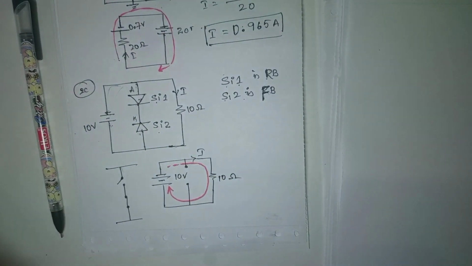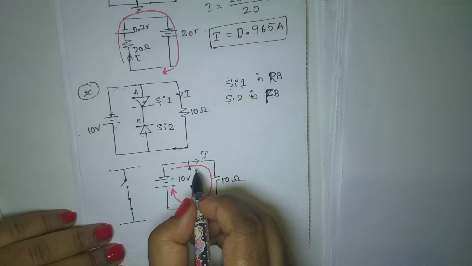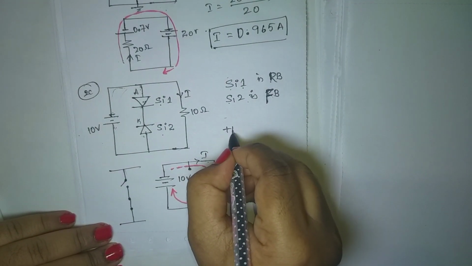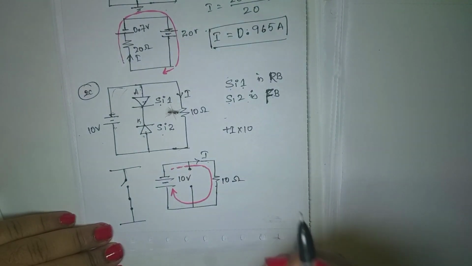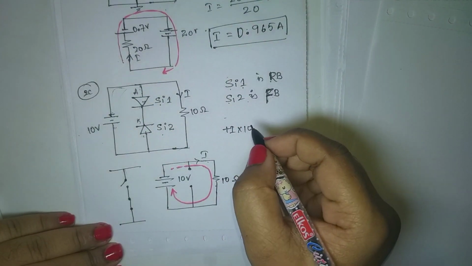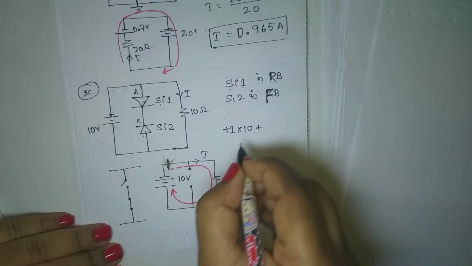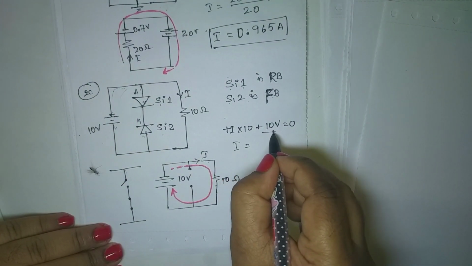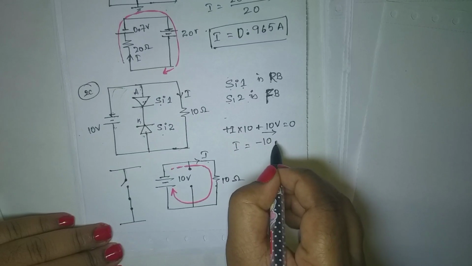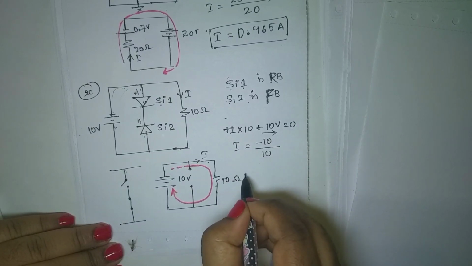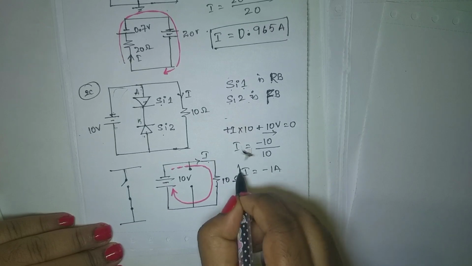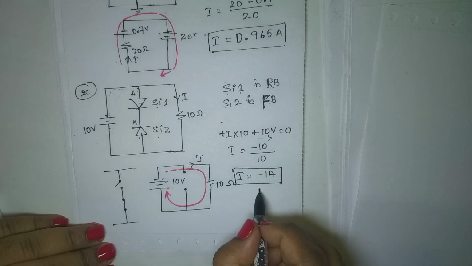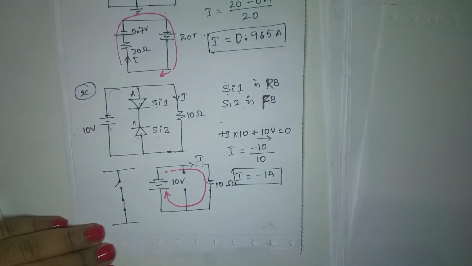So black and red arrows are matching now, right? Yes. Now it is plus I into 10 plus 10 volts is equal to 0. Now I is equal to, let me move it to the other side, minus 10 divided by 10. I is equal to minus 1 amp. So this is the amount of current flowing in the circuit.